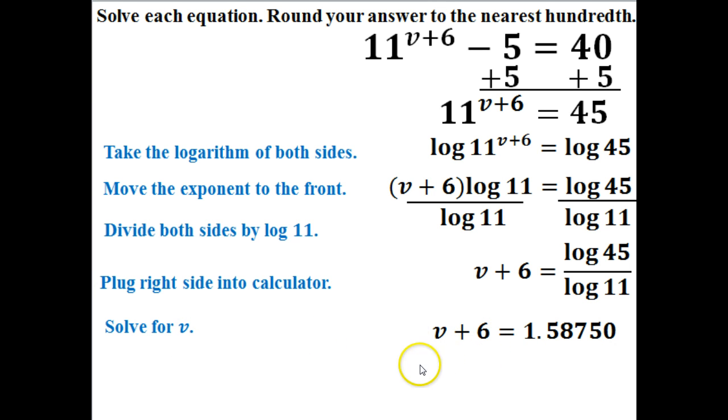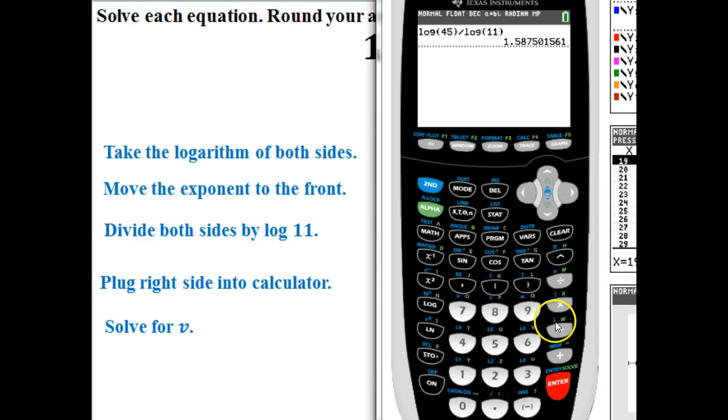I've got a plus 6 here. That means that I need to subtract 6 from both sides. I can do that right here, I can just go minus 6. Now this ANS indicates your previous answer, and we're going to subtract 6 from that previous answer. So just hit enter, and that gives you our new answer here.